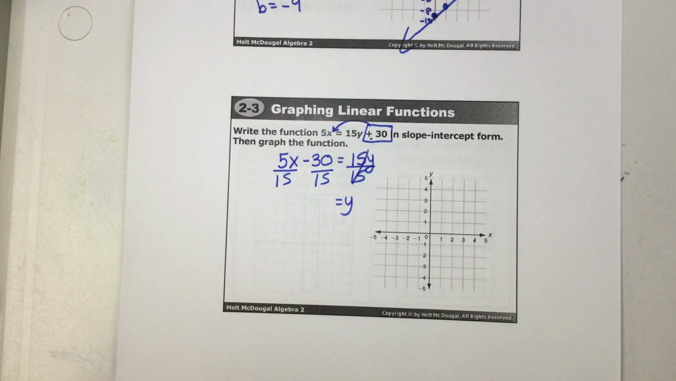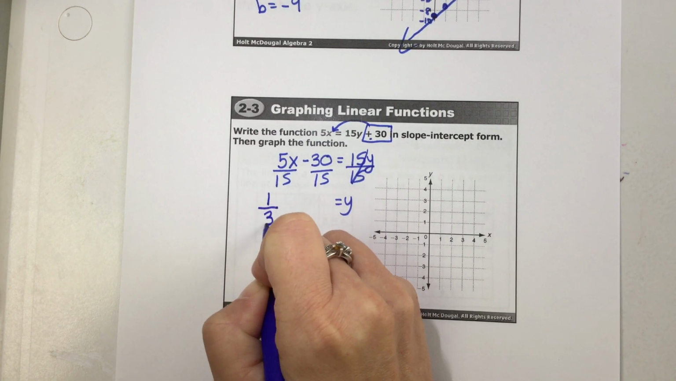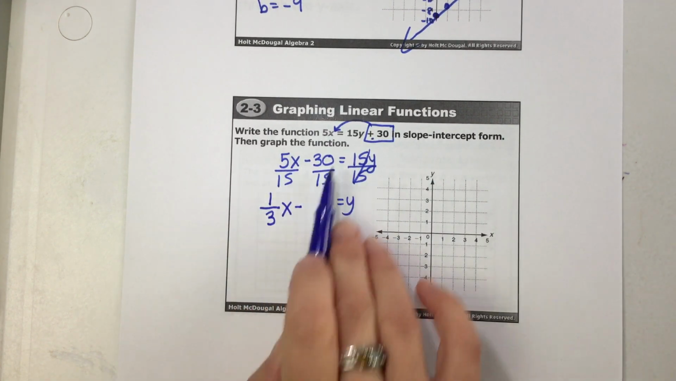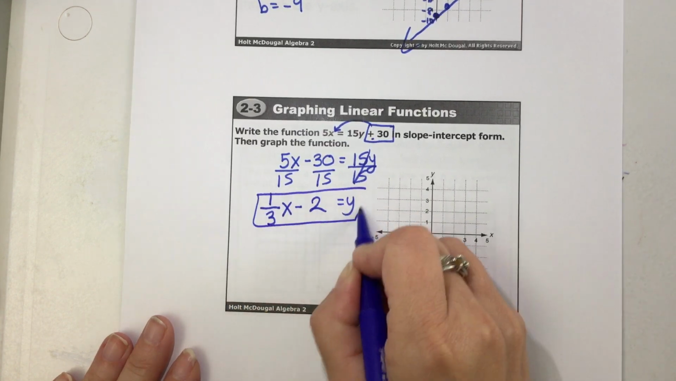Now, if I look at 5 over 15, sorry about that. If I have 5 over 15, I can reduce that fraction. You can divide both top and bottom by 5. 5 divided by 5 is 1. 15 divided by 5 is 3. It's connected to an x. So I reduce the fraction. Now 30 divided by 15 is 2. So here is your equation.